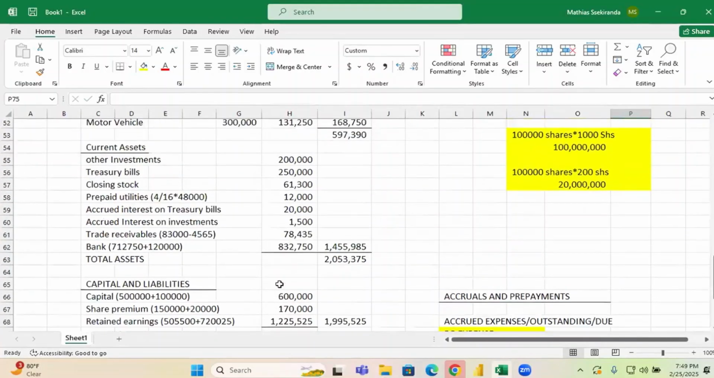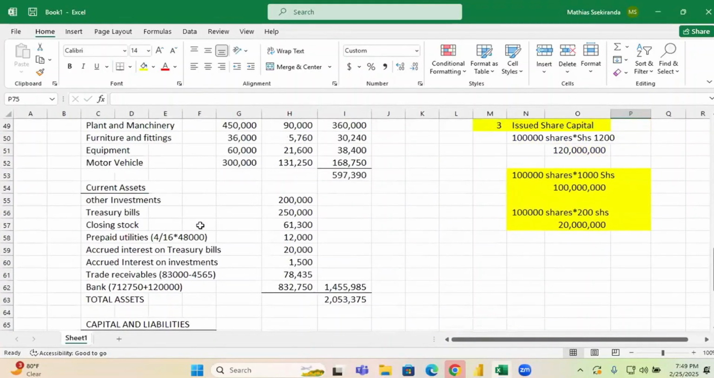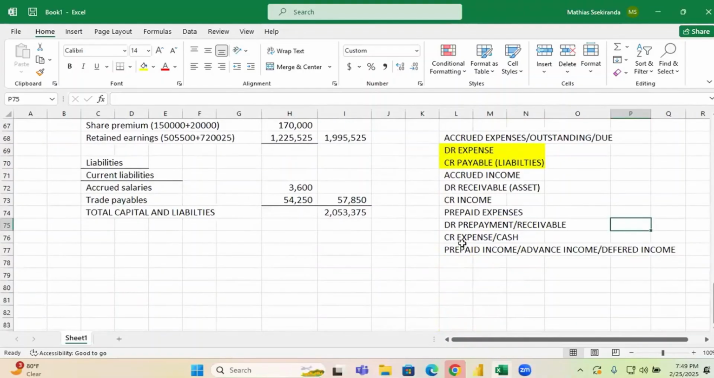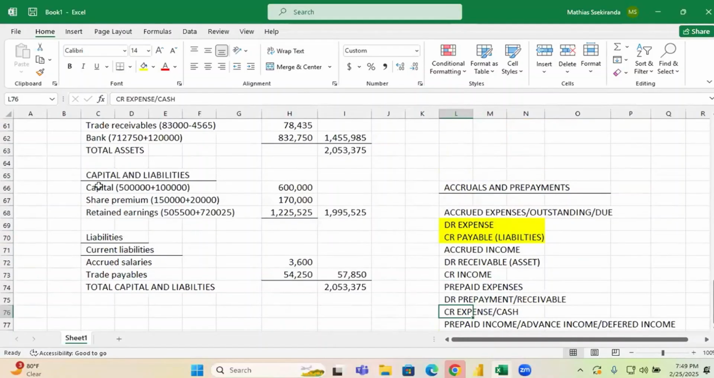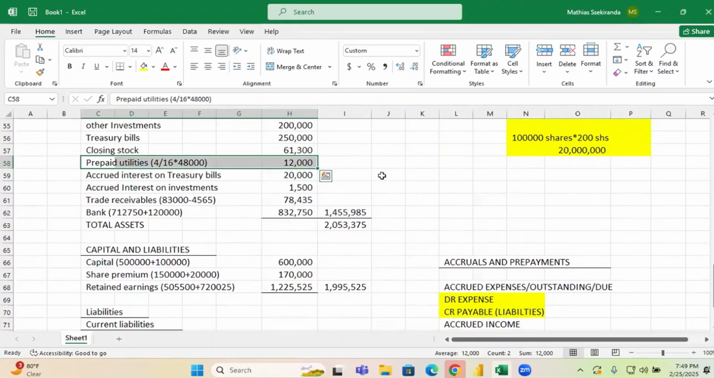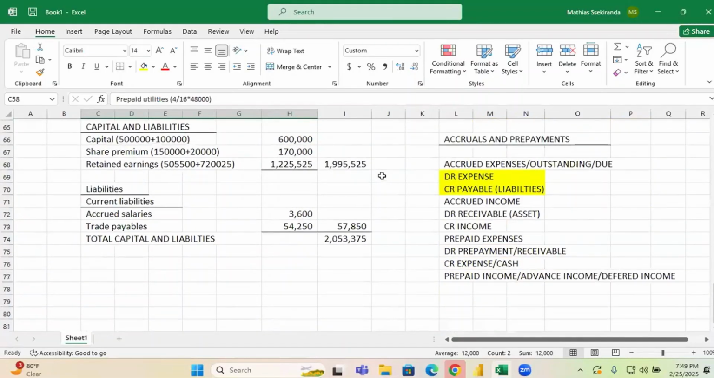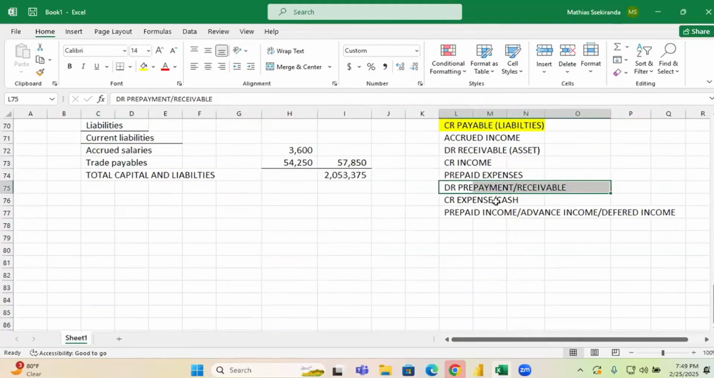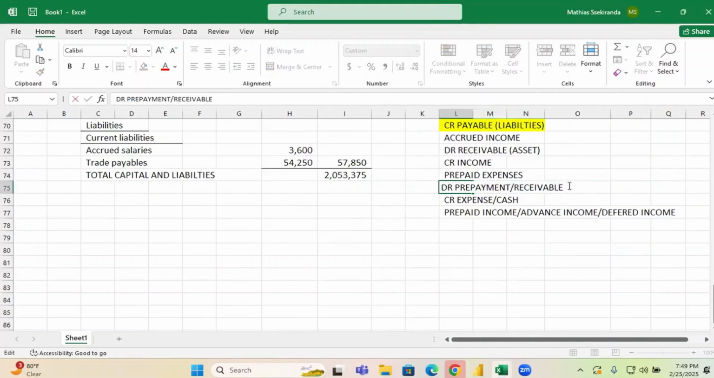You realize on the prepaid utilities, we only considered expenses for that period only. And the excess, we took it under current assets. Okay? This was a prepaid utilities, a prepaid expense. It is a current asset. That's why we recognize an asset. So prepaid expenses are assets.